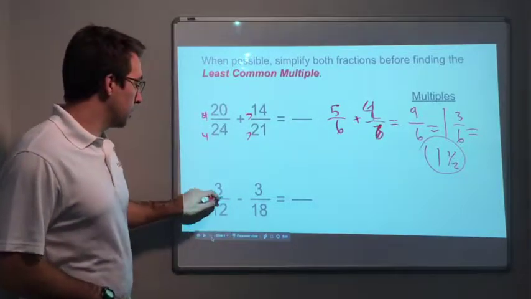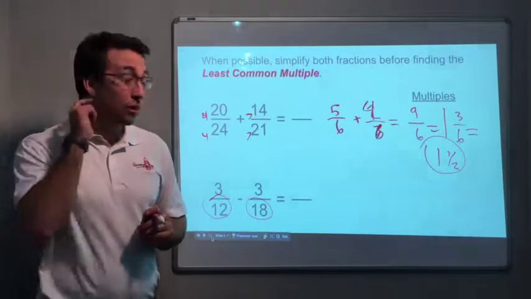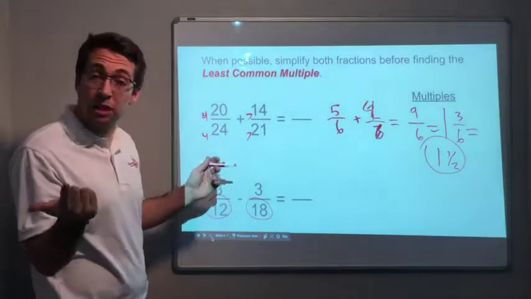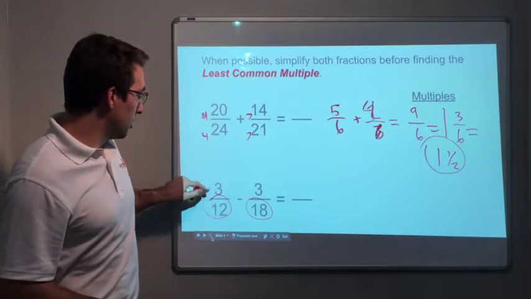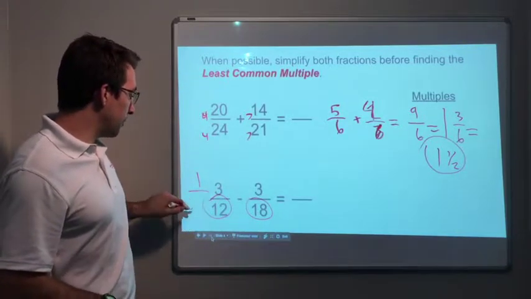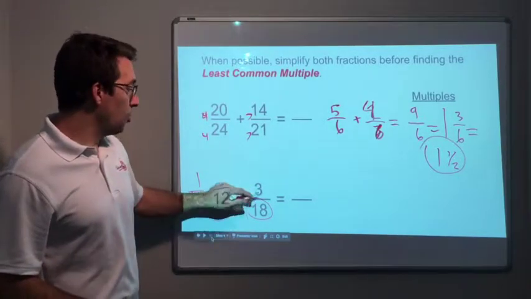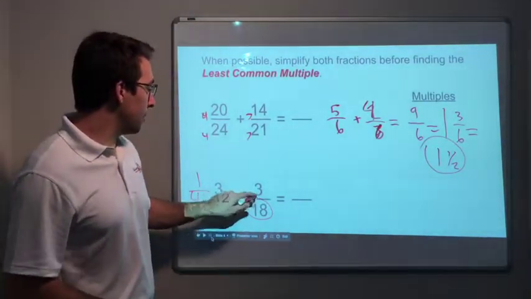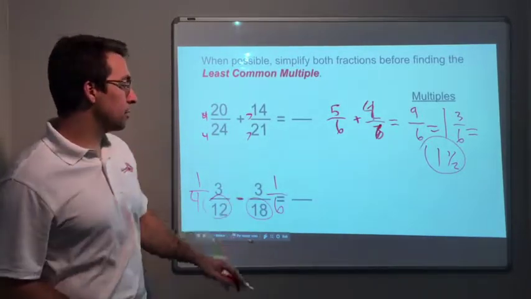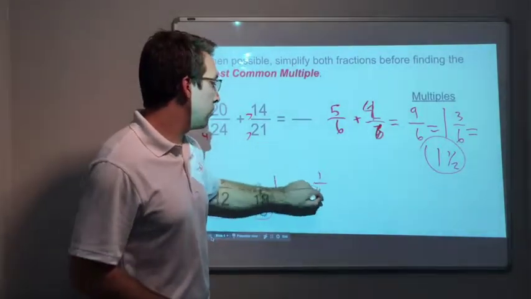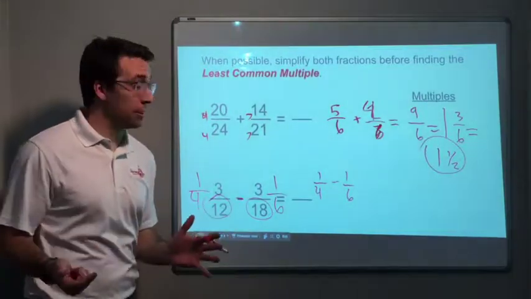Look at this. We want to get to a common denominator. Let's reduce. We can divide by 3, so 3 divided by 3 is 1, and 12 divided by 3 is 4. 1/4 minus, we can divide 18 by 3 too. So 3 divided by 3 is 1, and 18 divided by 3 is 6. 1/4 minus 1/6. So now we have to find common denominators.